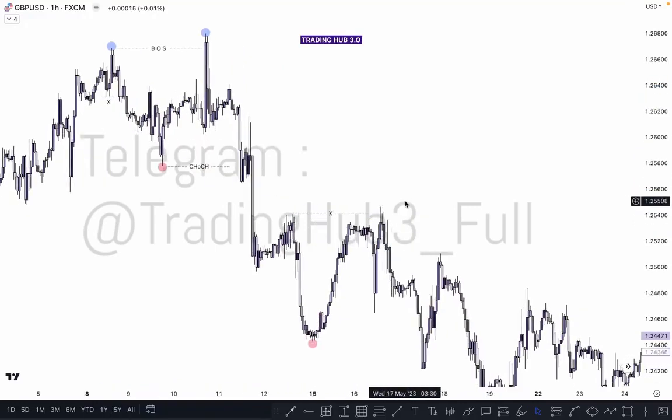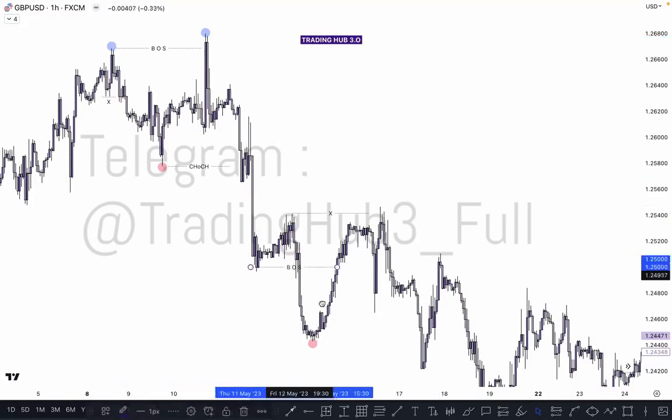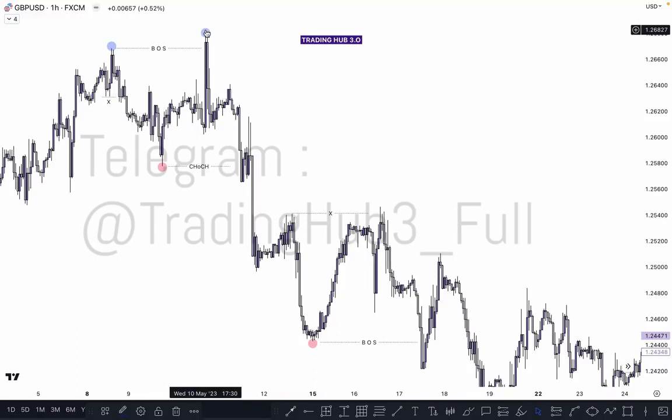We need again a break of structure. The same thing happens here. Market again pushes downside and creates a break of structure here. After the break of structure, our lower high is confirmed at this point. I will show you exactly everything.